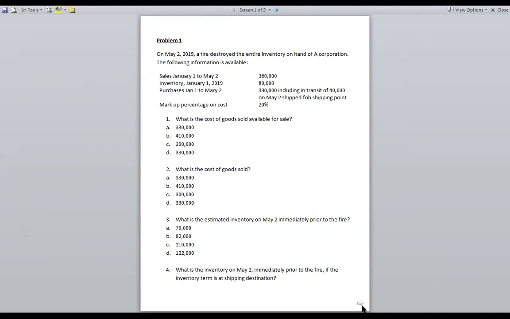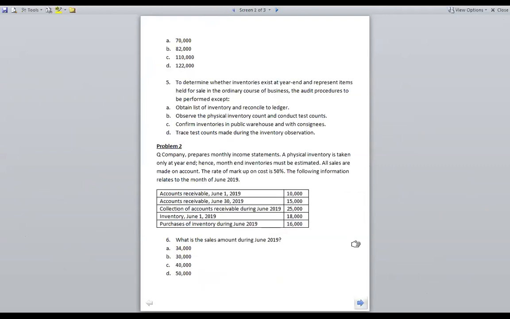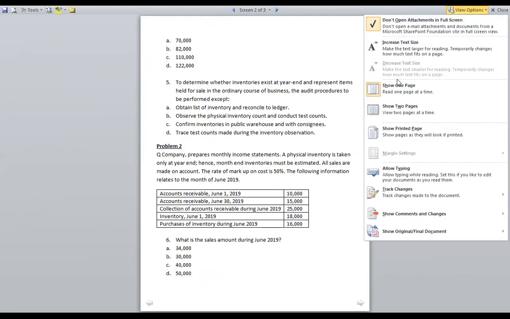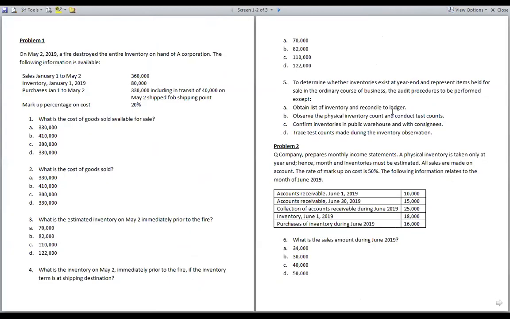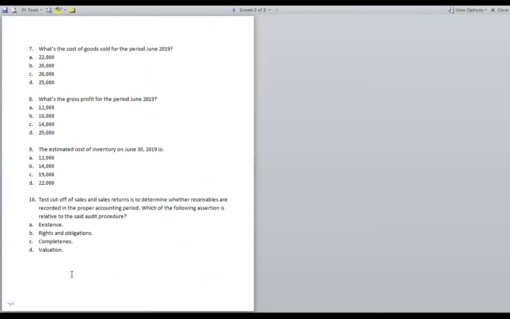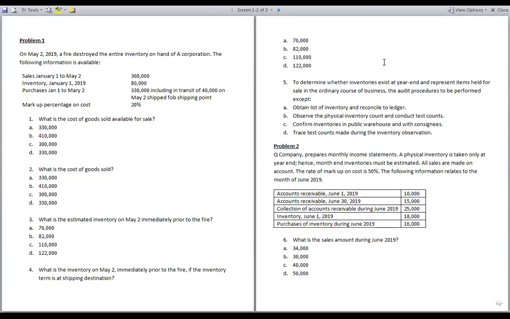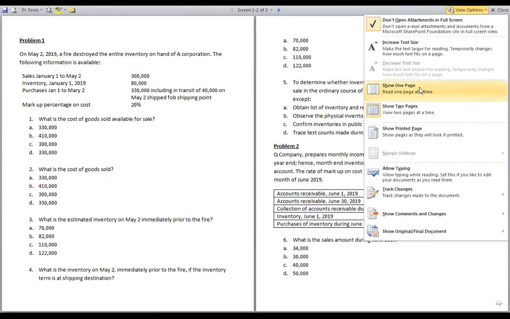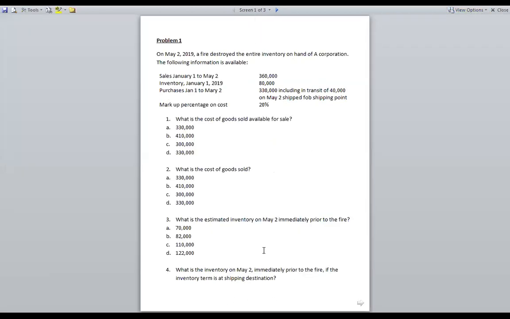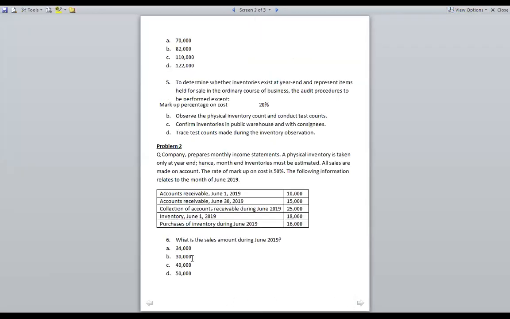Ganyan yung ginawa ko kung bakit ako nakapasa sa board exam. Okay? So, tingnan natin itong problem number 2. Tingnan lang natin yung view, no? And I think mas maganda ang view. Ibahin ko lang yung view, guys, ano? 2-page tayo. Okay. So, anyway. Okay, sulat na lang natin guys. No? Sulat natin.